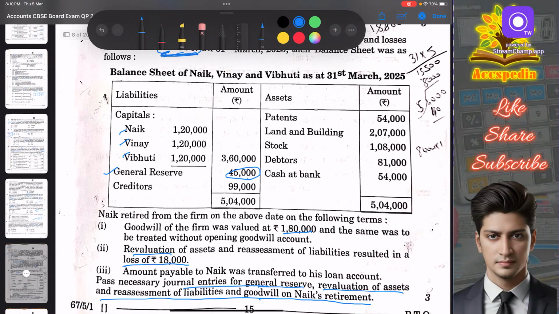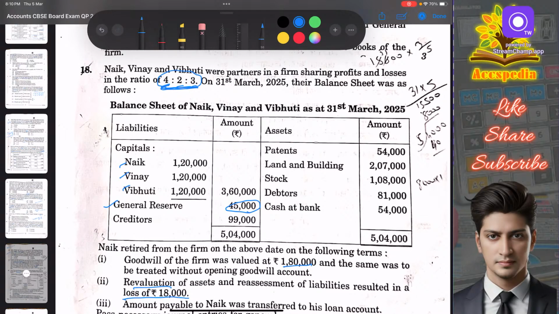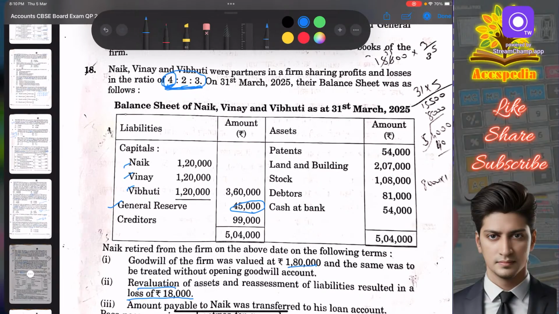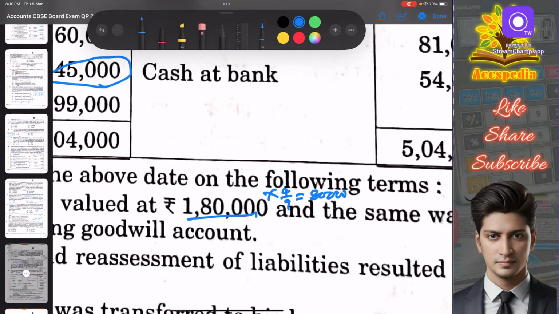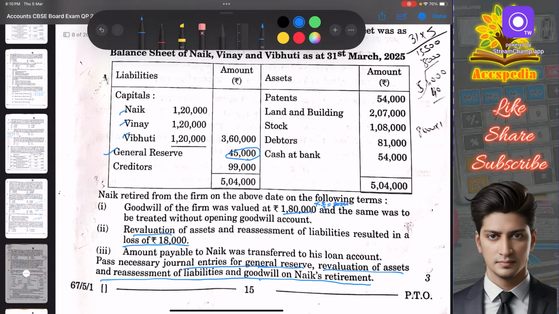And Naik retired. Naik's share is 4/9. So 1,80,000 into 4/9, divided by 9 means 20,000. 20,000 into 4, so 80,000 has to be credited to Naik's capital and debited to Vinay and Vibhuti.